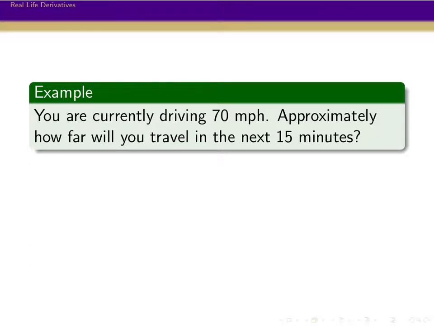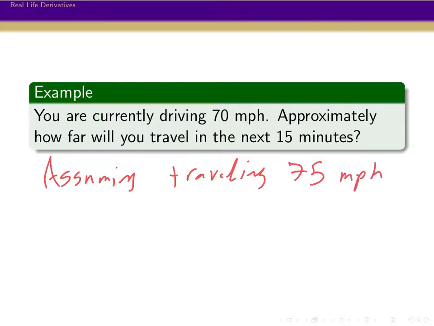Okay, so let's do just a really straightforward example. You're currently driving 70 miles per hour. Approximately how far will you travel in the next 15 minutes? The only information you have so far is that right now you're traveling 70 miles per hour. So what does it make sense to assume? Well, for that 15 minutes, you're going to be traveling 70 miles an hour. So we are assuming that we're going to be traveling 70 miles per hour for the next 15 minutes.